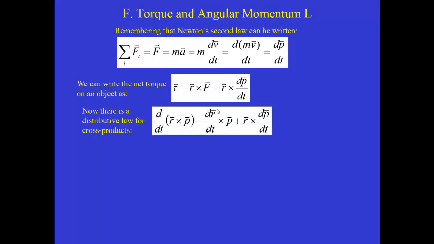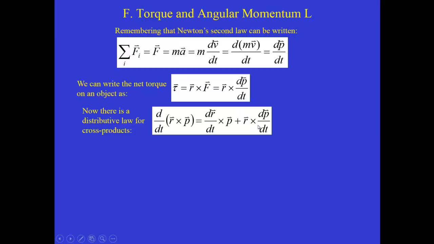So if we take the time derivative of a vector cross product, r cross p, then there's a distributive law where the first term is dr/dt crossed into vector p, and then r crossed into dp/dt. And that makes sense by looking at the expression that we started with. Now why are we using this? Well, because if you look at the second term on the right hand side, that's exactly what we found the net torque on an object is equal to.